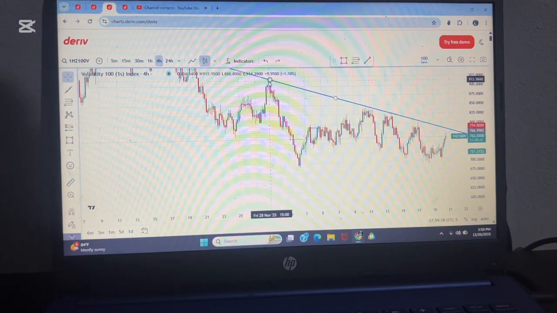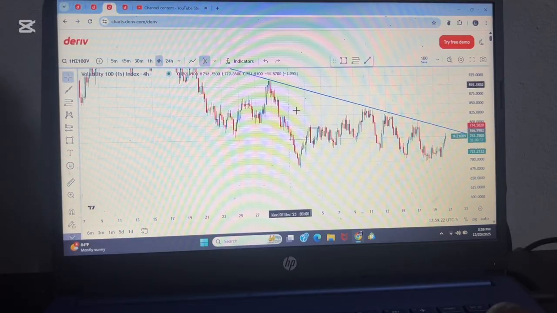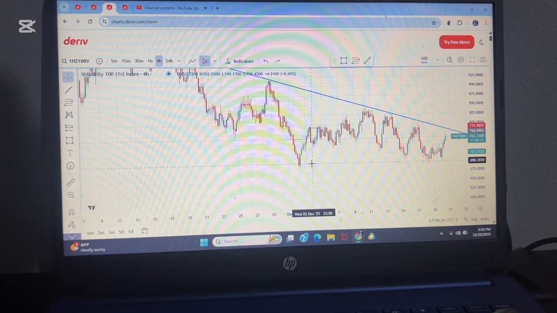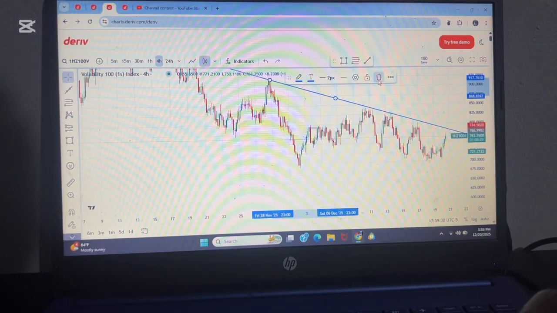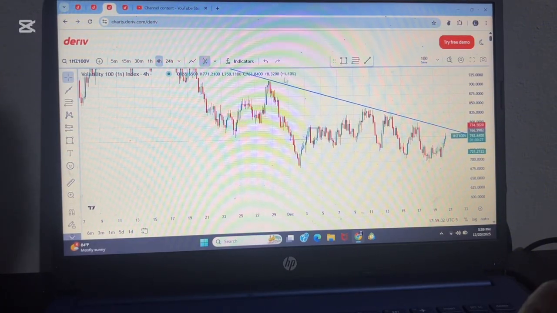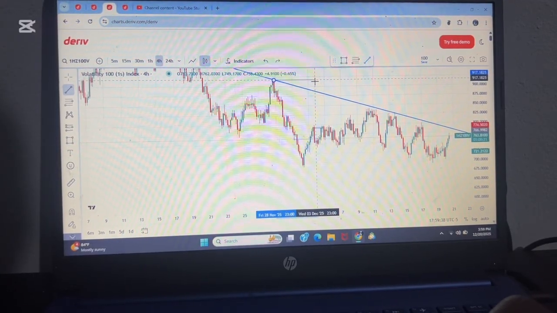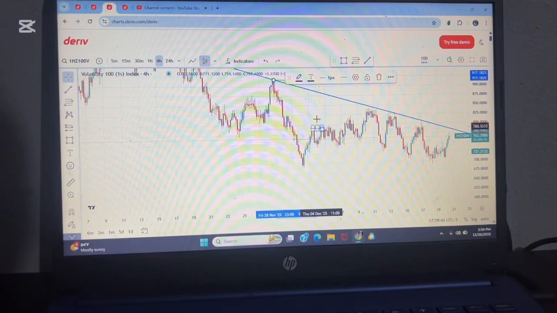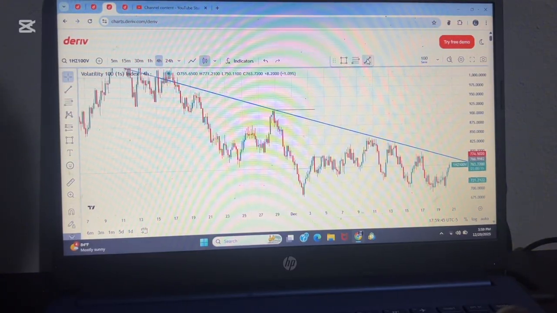It's an external high and an external low. What is in between these two, this high and this low, is internal.